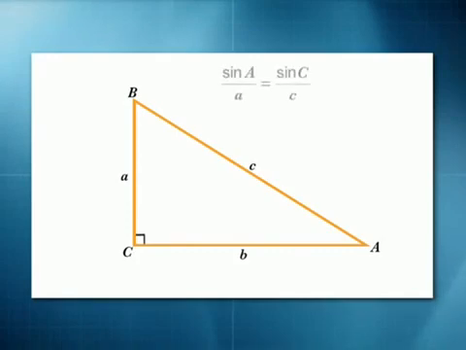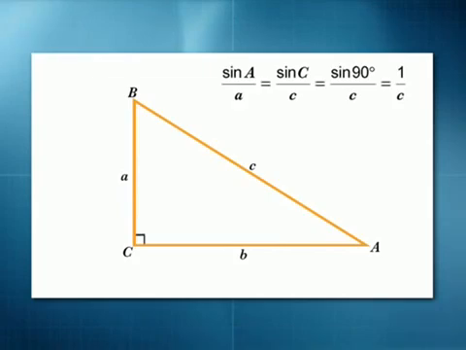Well, let's look at A and C. Sine of A divided by a would be sine of C divided by c, and C is 90 degrees, so it's sine 90 divided by c. And what's the sine of 90 degrees? Oh yeah, that's 1. So that's 1 over c. And solving now, moving the a to the other side, you have sine A equals a over c.